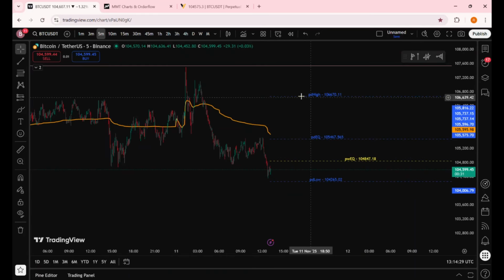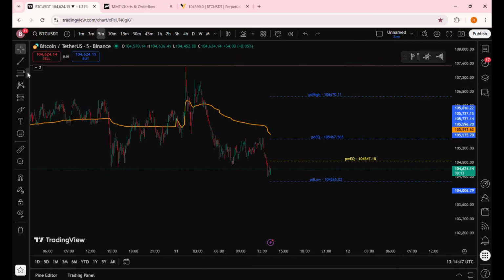Now, PD high, which is previous day high, is very important as well. If we get above the VWAP and we get rejection at least 3 times at PD high, you can look at shorting these levels. You do not short PD low, it's only these 2 levels.